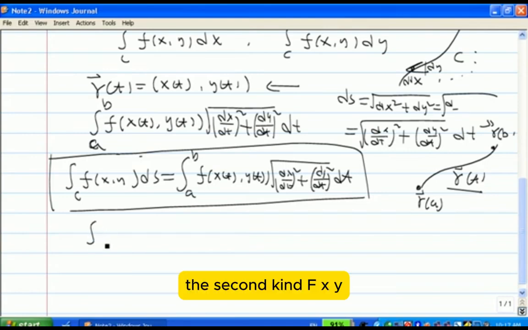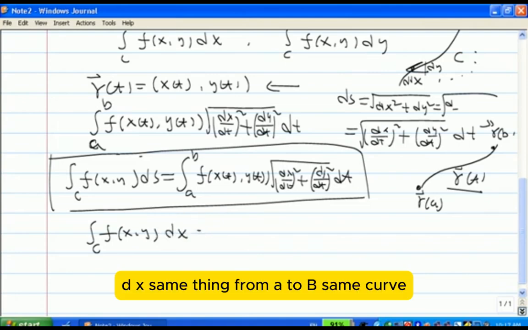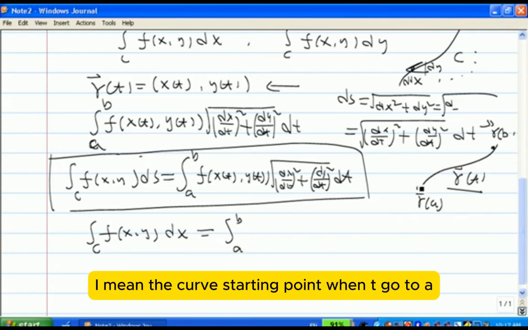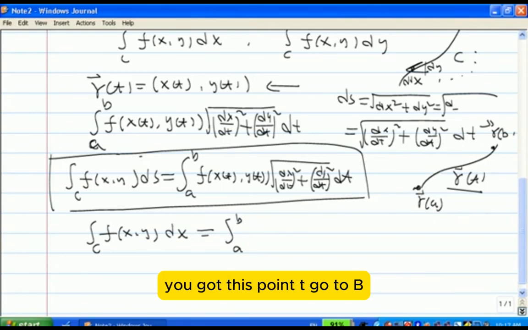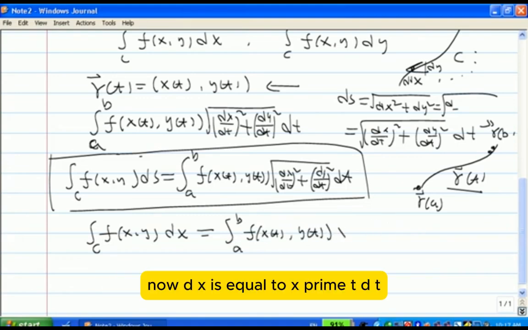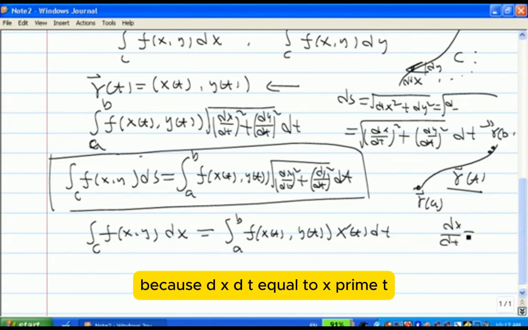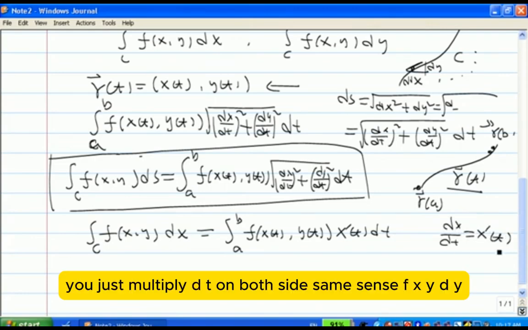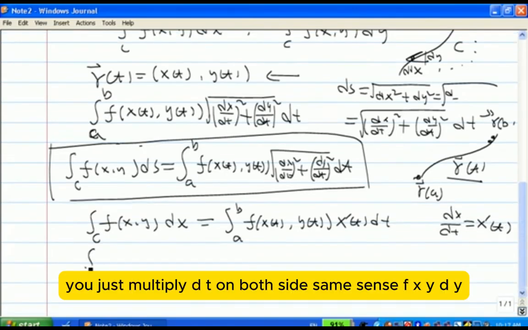The second kind, f(x,y) dx, same thing, from a to b, same curve. I mean the curve's starting point is when t equals a, you get this point, and t equals b, you get the end point. So same thing, you replace x by x(t), y by y(t). Now dx is equal to x prime of t dt, because dx/dt equals x prime of t, you just multiply by dt on both sides. Same sense, f(x,y) dy.